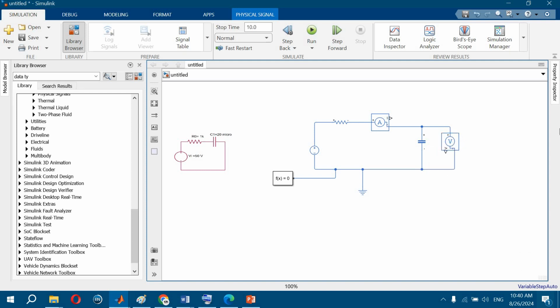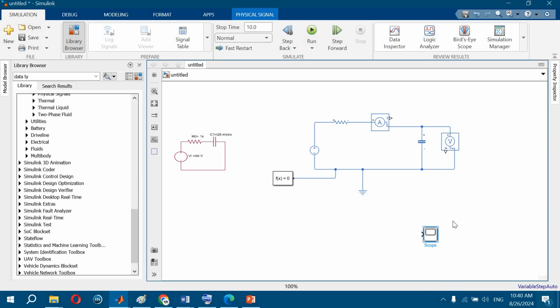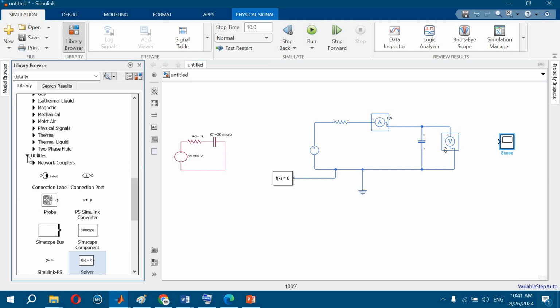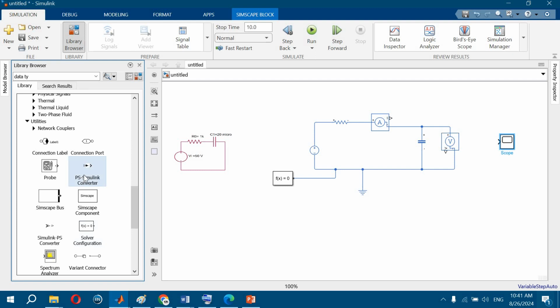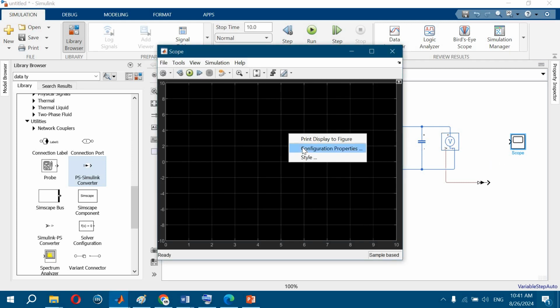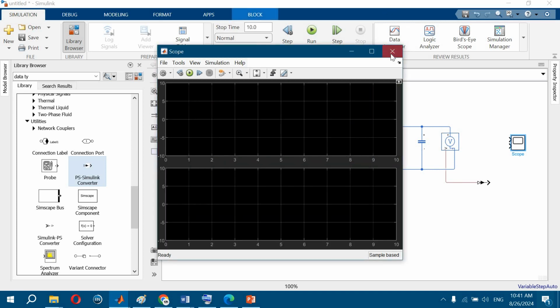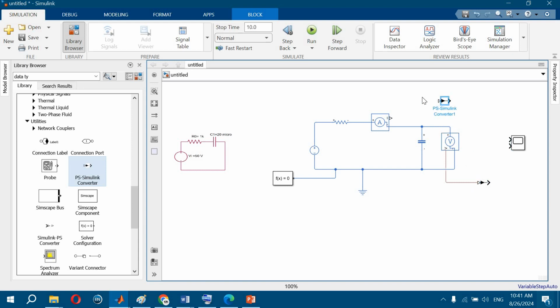To display the result, we need to connect these sensors to a scope. The scope is from the Simulink library, so we should convert from physical signal to Simulink signal using a converter in order to see our results. I can put them in one scope. Double click the scope, right click, configuration properties, main, two layouts. I need them like this. Apply, okay, and copy, connect to this part, expand the scope, connect the output.